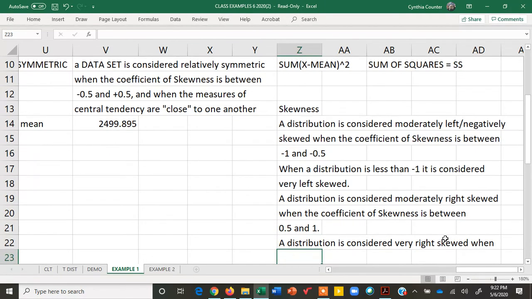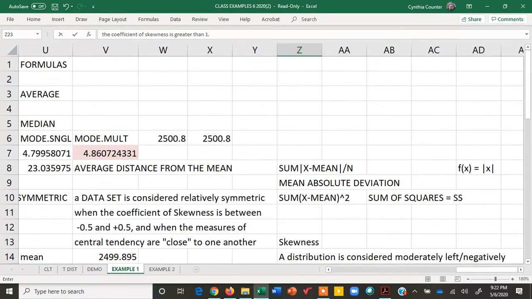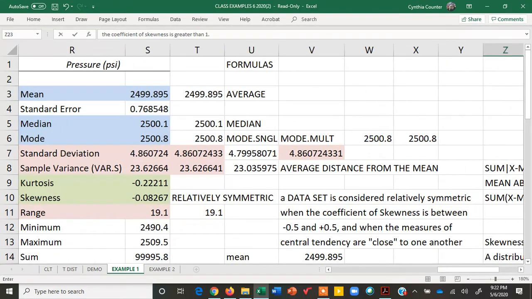When the coefficient of skewness is greater than 1. All right, so a distribution is relatively symmetric when the coefficient of skewness is between -0.5 and positive 0.5, which also means that the three primary measures of central tendency are close together.